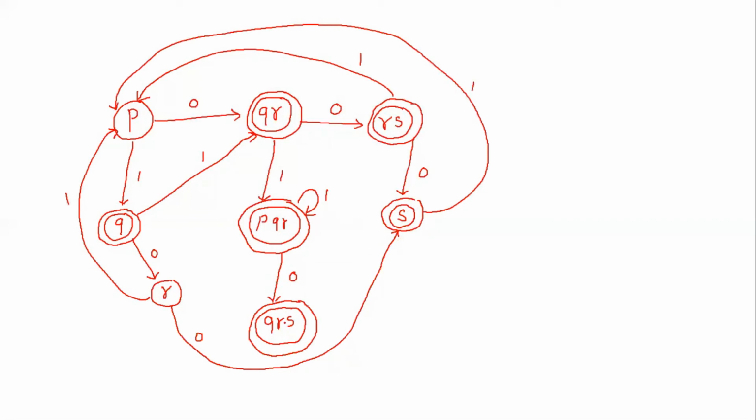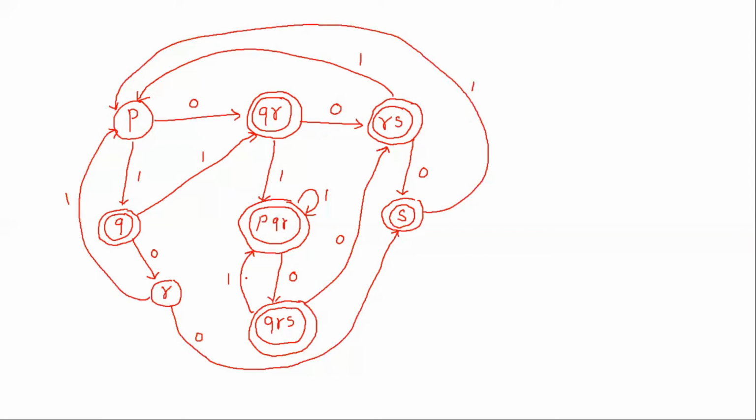Then let us find out the transitions from QRS. QRS for 0 goes to RS, and QRS for 1 goes to PQR. So this is the DFA from the given NFA. Now again here we need to find out if there are any equivalent states. If any equivalent states are there, then we can remove the equivalent state from the DFA.